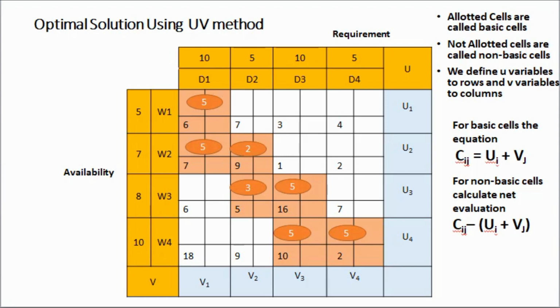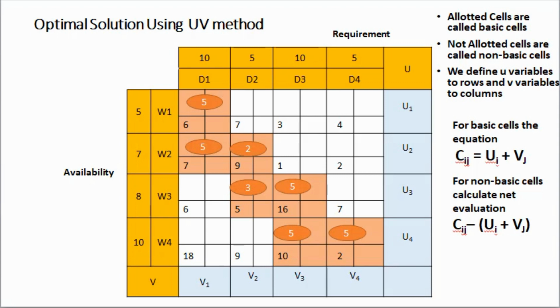For the non-basic cells, we calculate the net evaluations, Cij minus (Ui plus Vj), and we compute all the net evaluations. If the net evaluations are all greater than or equal to 0, then we say that we have got an optimal solution.